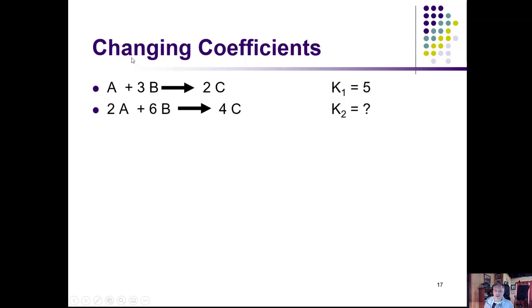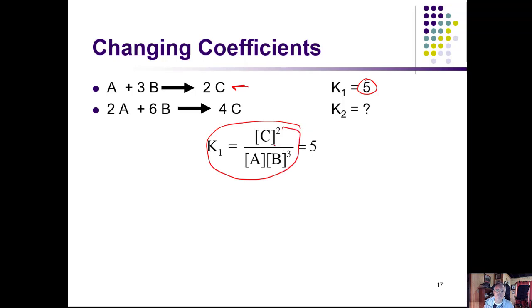Okay? So in changing the coefficients, again, I picked 5. This is my original equilibrium constant for K1, for this reaction right here. This is the equilibrium constant expression for reaction number 1. Now what I'm doing is multiplying all the reactants and all the products by a factor of 2. So all I've done here is multiply everything in here by 2.